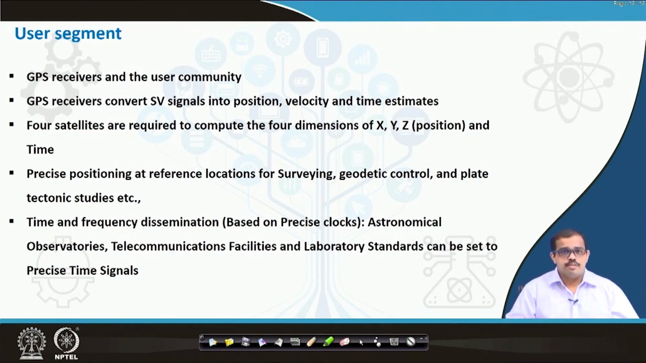Time and frequency dissemination is based on precise clocks, astronomical observations, telecommunication facilities, laboratory standards. All of this can be done using the precise time signals. So that is why you need a control segment to control and correct the errors, and once it is corrected, the user segment can use it for various applications on the ground.